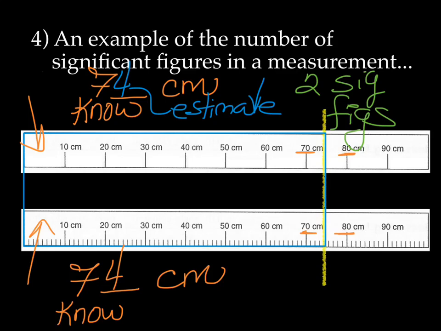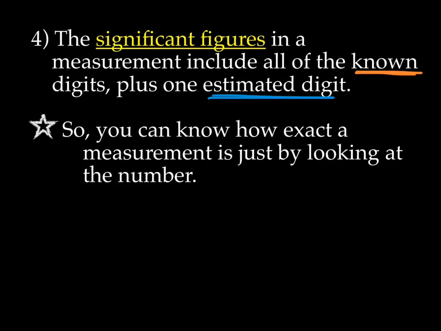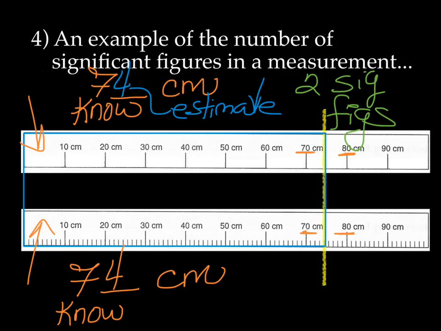So let's go back and review. Did we correctly apply the correct number of significant figures? When using significant figures in a measurement, include all of the known digits. We knew the 7, we knew the 4, we did that. Plus one estimated digit. That we didn't do. So we're going to have to go back and find an estimated digit.